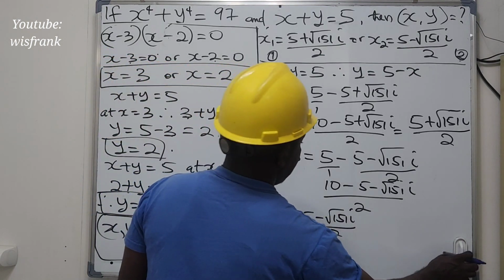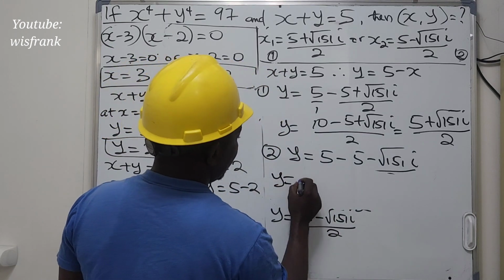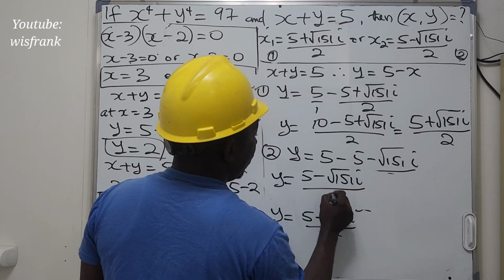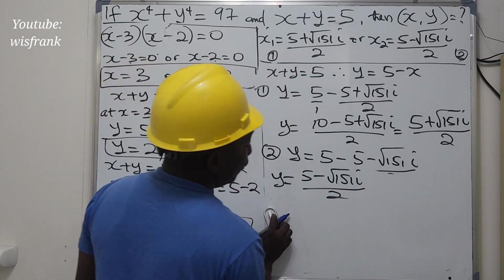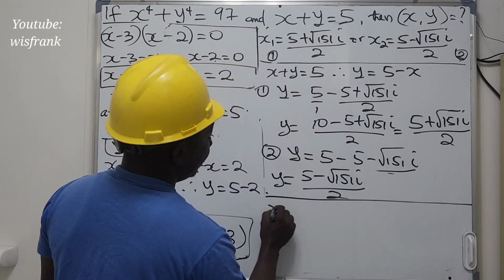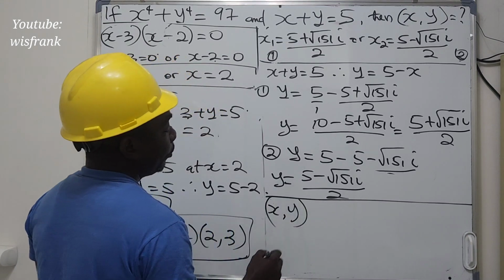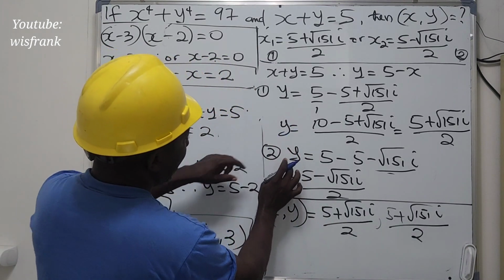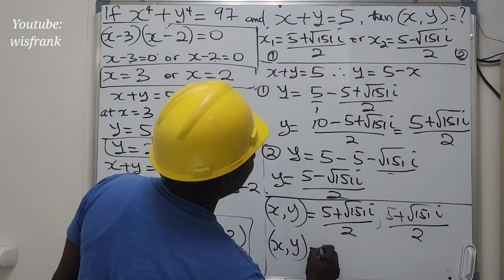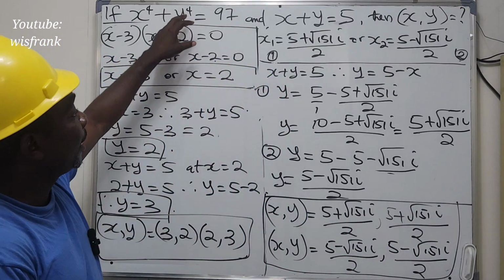But for us to express this, let us rewrite this. So our y here equals 5 minus root 151 i all over 2. So this is the value of y that we have from the second one. So let us express what we have, because we have to find x and y. The second part of x and y will become equal to this. So these are the values of xy that we have and they satisfy this expression.